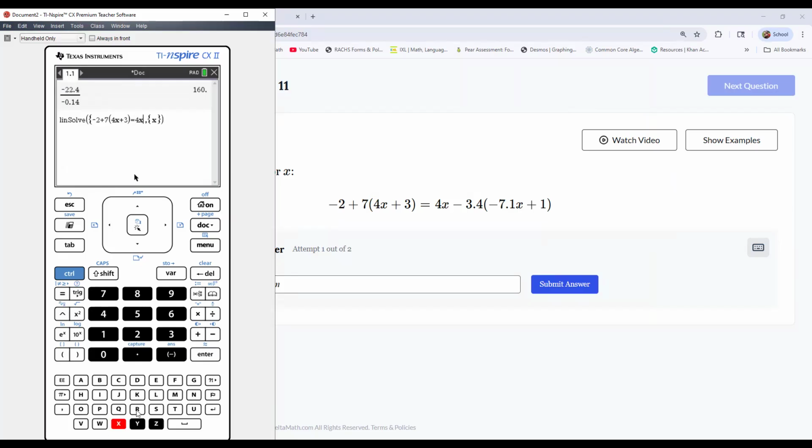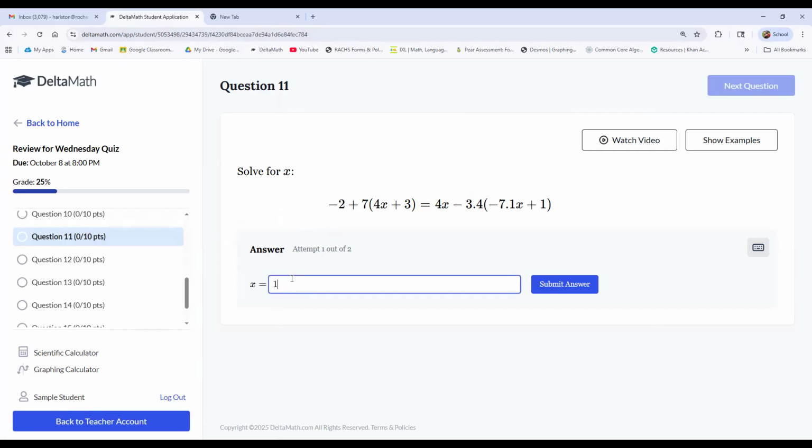Now, notice, I'm not doing any distribution or any combining of like terms. All I'm doing is typing in the original equation exactly like they gave it to me. I didn't change anything. And I like that because if you sometimes do distribution or combine like terms, you might make a mistake, and that's an issue. So now there's my answer. It says the answer should be 160. That's what we got. So now we can feel comfortable going in and typing in 160. Submit it.